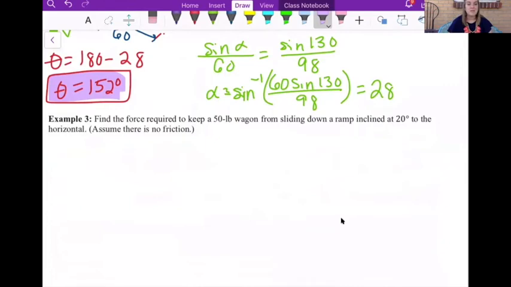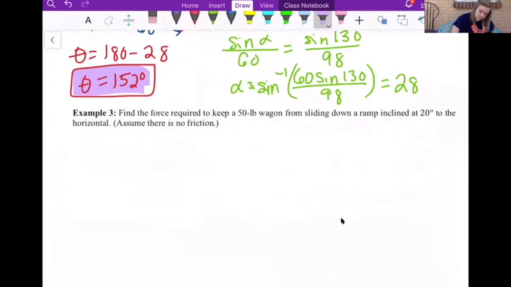Okay, so this picture also gets a little interesting. So we want to find the force required to keep a 50-pound wagon from sliding down a ramp inclined 20 degrees to the horizontal. Assume there is no friction. The assume there is no friction is for all of you people that are taking physics or going on: friction makes everything a lot more complicated. So we were assuming that there is no friction to make it nice and simple.